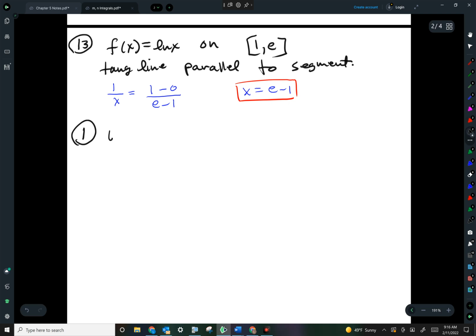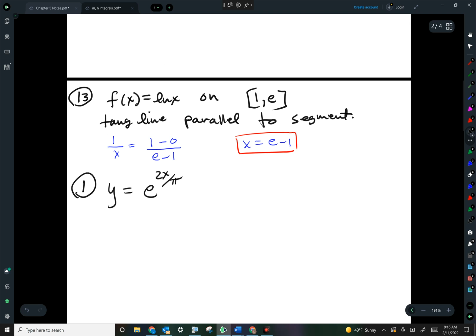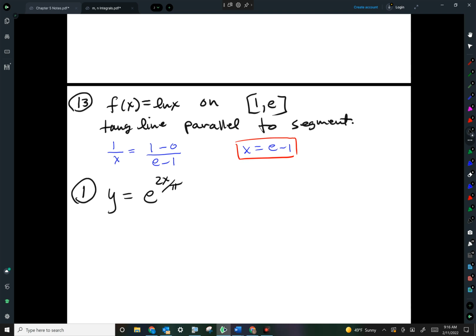Find the derivative if y equals e to the 2x over pi. 2x over pi is the exponent. Find the derivative. Find the derivative. That's integration.